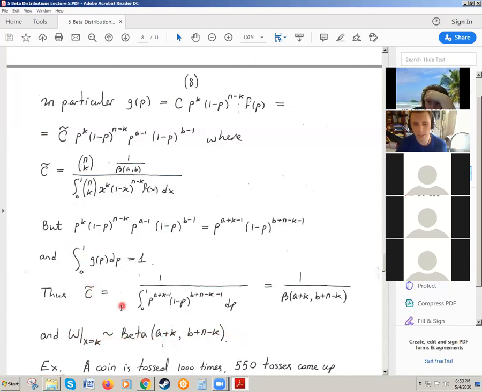And just again, you realize what the c is. This complicated expression for c is nothing more than 1 over beta of a plus k, b plus n minus k. It's just a constant that makes the integration of this part equal to 1, right? If I integrate this from 0 to 1, I don't necessarily get 1. So I need to multiply this by a constant, this number, to get it equal to 1. So in other words, I get another beta distribution.